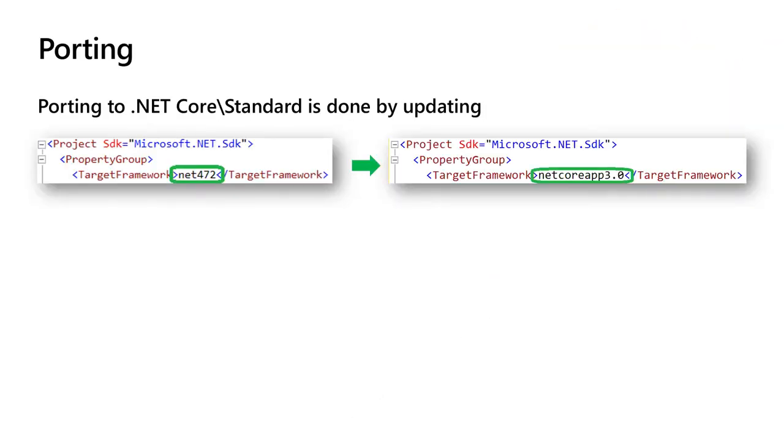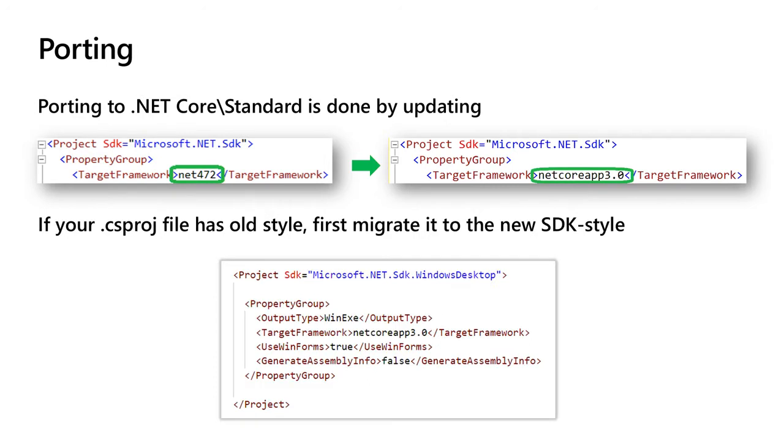And porting the application is a very simple process. It's simply updating the value of the target framework property in your project file from .NET Framework to .NET Core. But there is a trick to that. If you created your application on .NET Framework and you have not touched your project file since then, it has an old style project file.